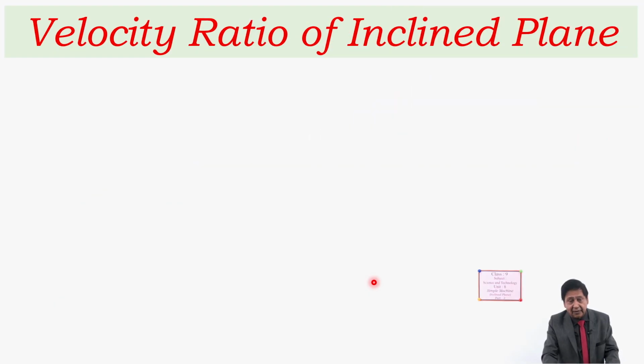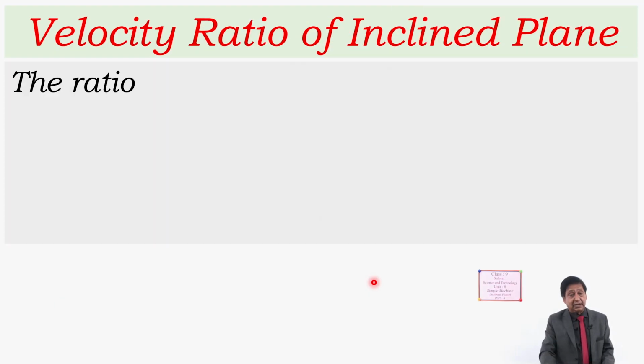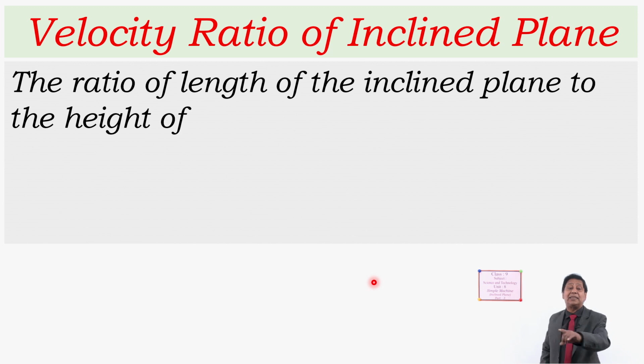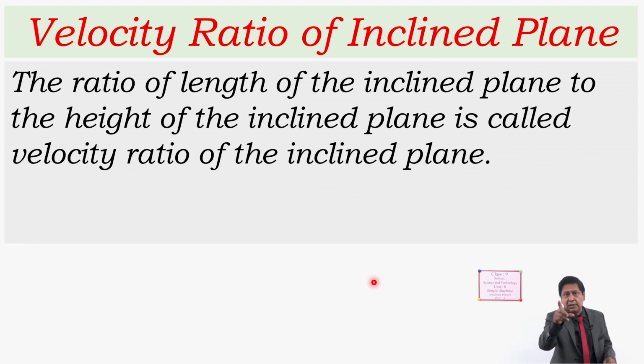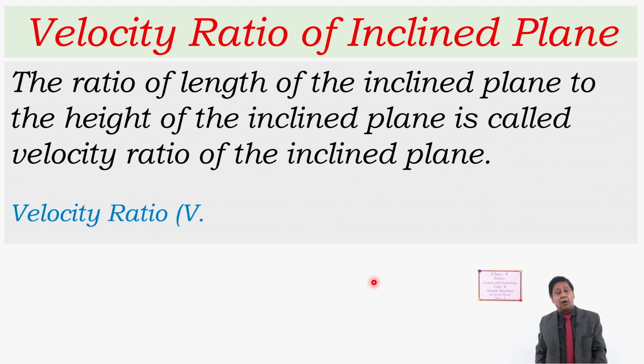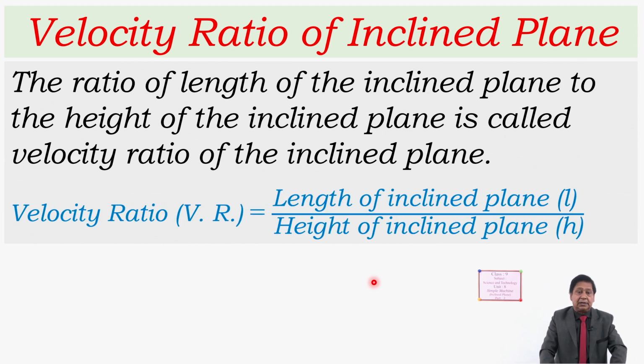What is it? Velocity ratio of the inclined plane is this. The ratio of the length of the inclined plane to the height of the inclined plane is called the velocity ratio of the inclined plane, because the length of the inclined plane is effort distance and the height of the inclined plane is load distance, and the ratio of effort distance to load distance is actually velocity ratio. That's why in case of an inclined plane, the ratio of length to height is velocity ratio.